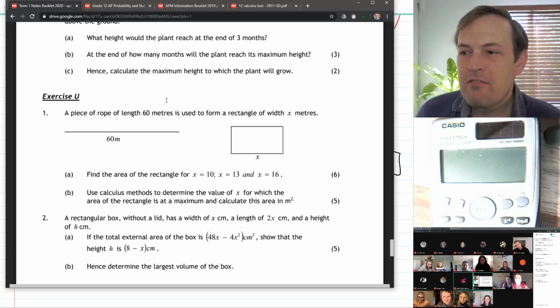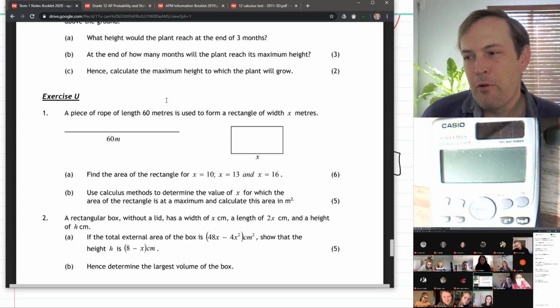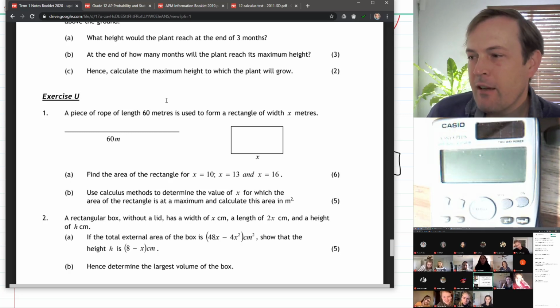So if you've got two sides of 10, you've got 40 meters left of the rope, so your other two sides have to be 20. Yeah.